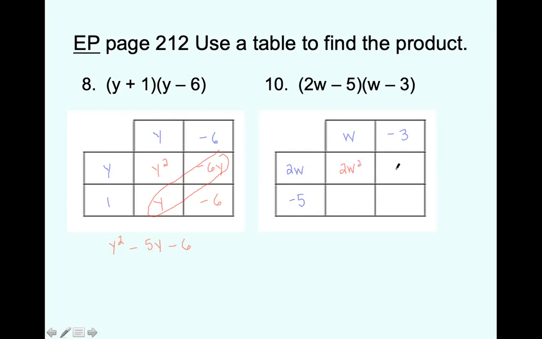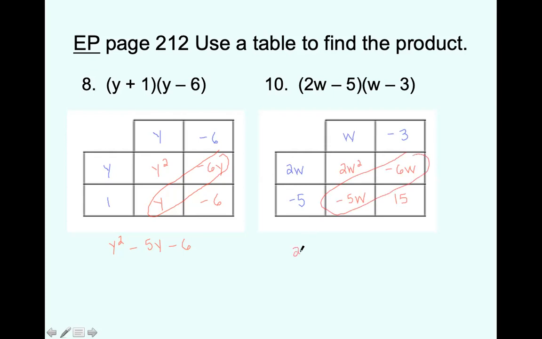First row times second column would be 2w times negative 3. 2 times negative 3 is negative 6w. All right, I'm moving on to the second row. Second row times first column, negative 5 times w is negative 5w. And last, negative 5 times negative 3 is a positive 15, and negative times negative is positive. Again, notice the terms on this diagonal. Those are your like terms.